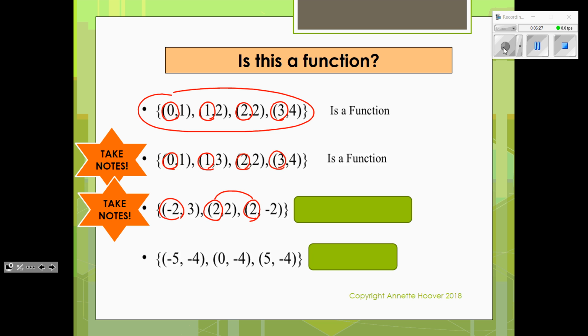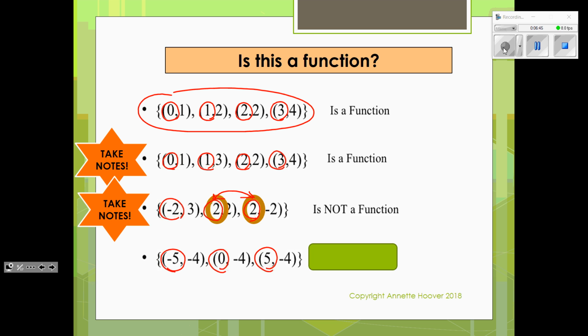Right here, we see that the 2 repeats. If the 2 repeats, if the X repeats, it is not a function. So this one would not be a function because the X value repeats with the 2. In the last relation, we have -5, 0, and 5. The X does not repeat, so it is a function.